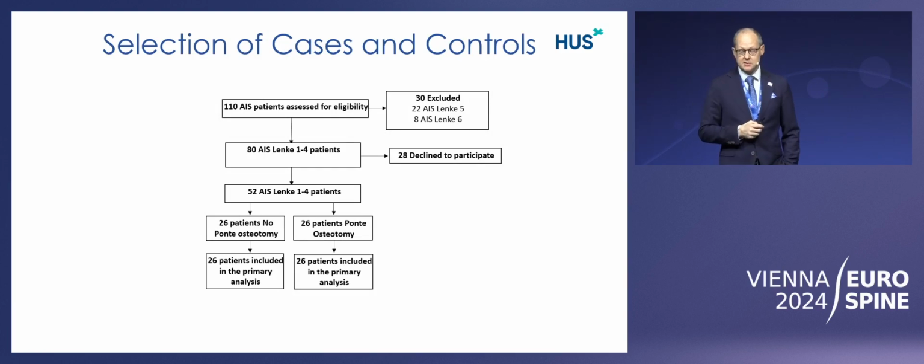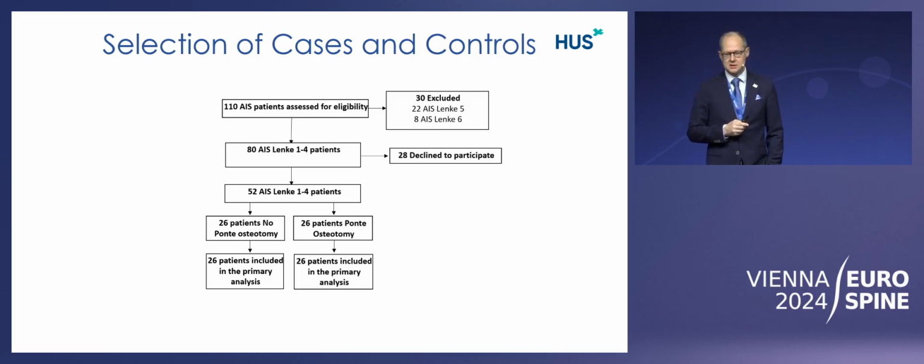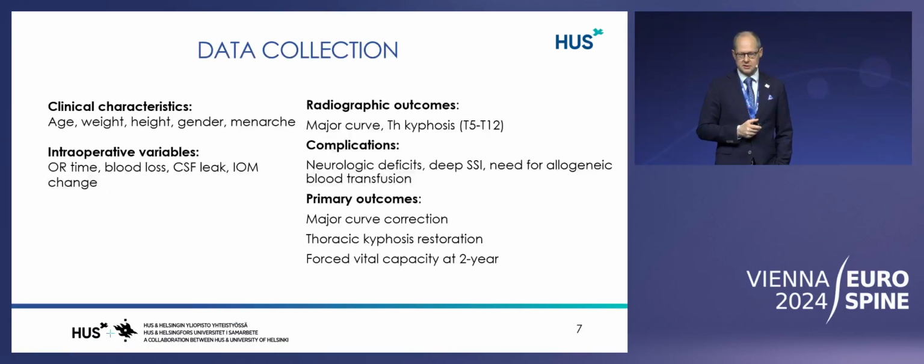So out of 110 cases, we identified 80 with Lenke 1 to 4 curves, and of them 52 consented to this study. 26 received standard treatment and 26 received Ponte osteotomies apically, and all these patients were included in this safety and interim analysis post-operatively.